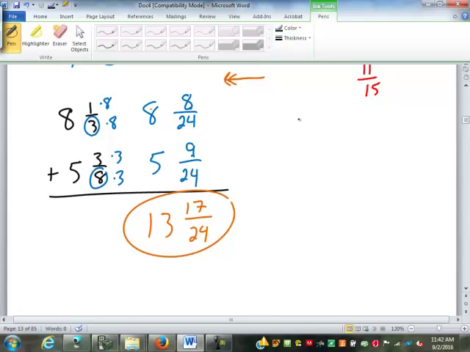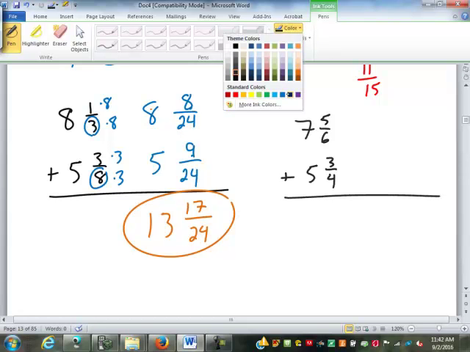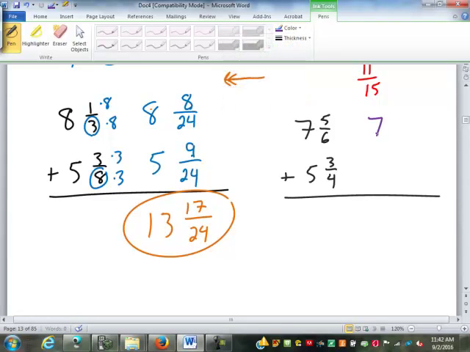And we run into stuff like this, like 7 5/6 plus 5 3/4. Common denominator is going to be, well, 6 times 4 is 24, but there's a smaller one that'll work. 12, good. 6 times 2, so 5 times 2 is 10. 4 times 3, so 3 times 3 is 9.